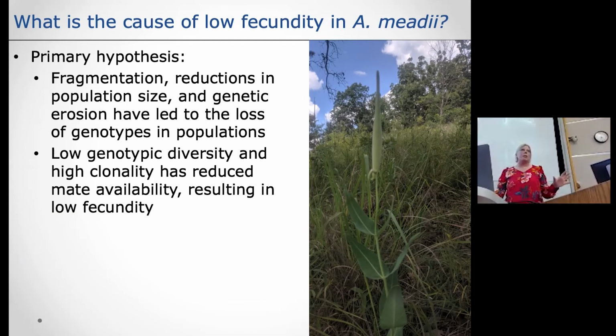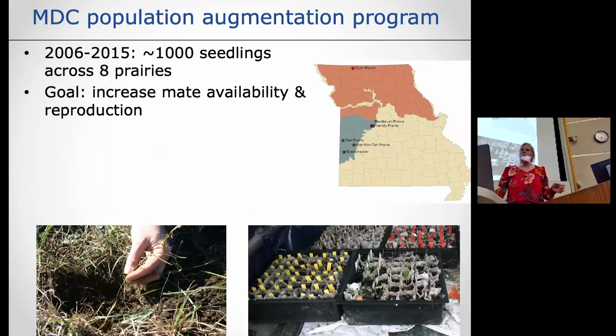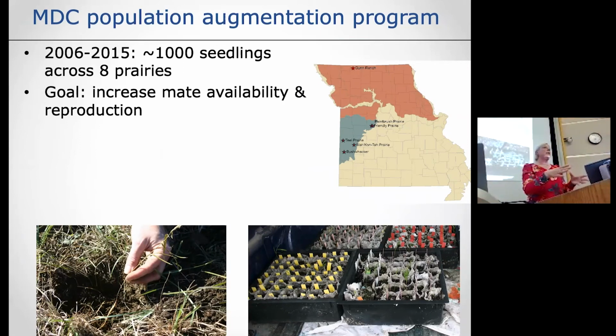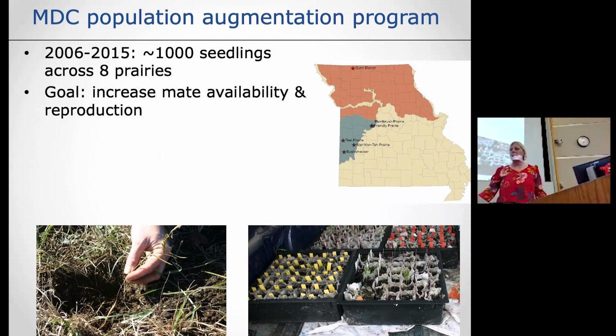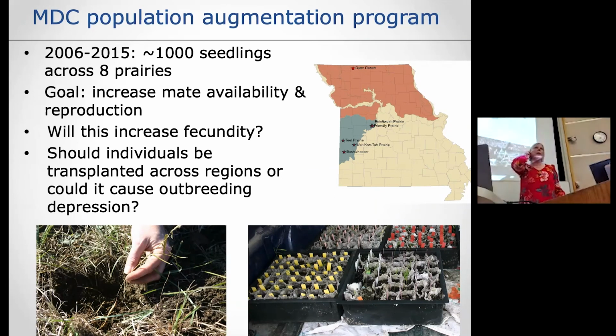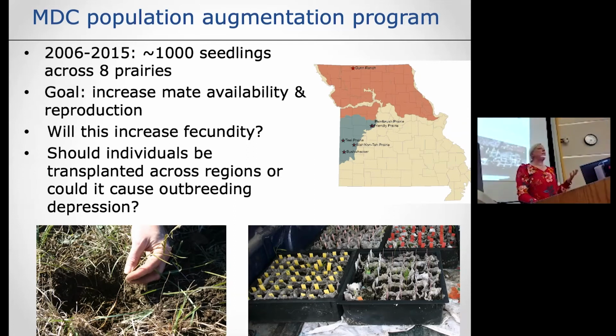Because of this theory that was advanced in literature, there's actually been quite a bit of management done to address it. For example, the Missouri Department of Conservation has done this augmentation program where they've transplanted over 1,000 seedlings into 8 prairies all across the range in Missouri, under the assumption that genetic diversity was the cause of the low reproductive success. However, it's a little unclear. There was never actually a study done that would test the relationship between those two factors. And so, the question is, is this actually going to have its desired effects?